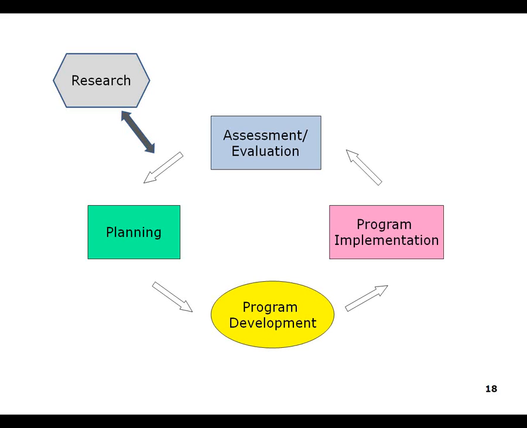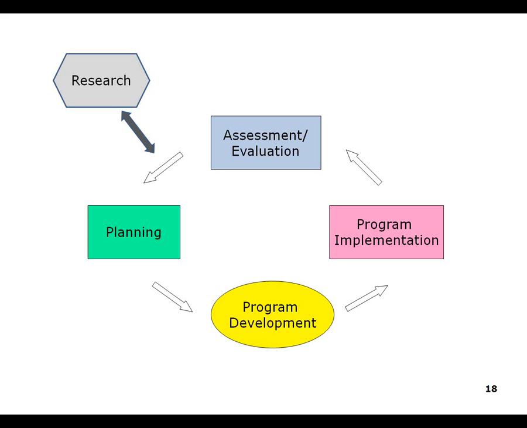And this shows you the cycle. If you see the research up there on the left of your screen, you see that there's a back and forth arrow. That indicates that research informs what goes on in program, and program also informs the research that we do. If you start with the green box, which is planning, we plan our programs, then we go through a process of program development, we implement them in the communities, and then we assess them, evaluate them, and go back to the planning board to adjust them.